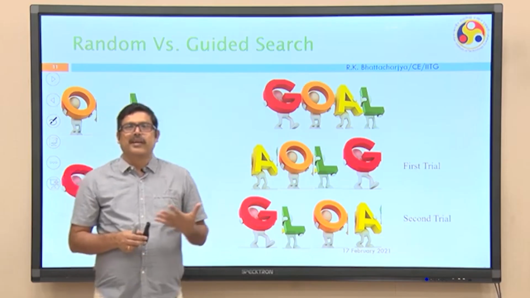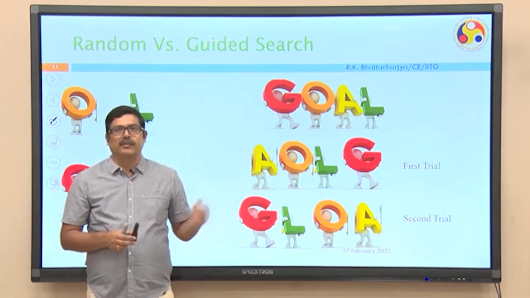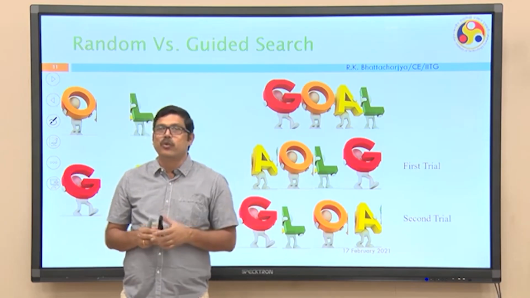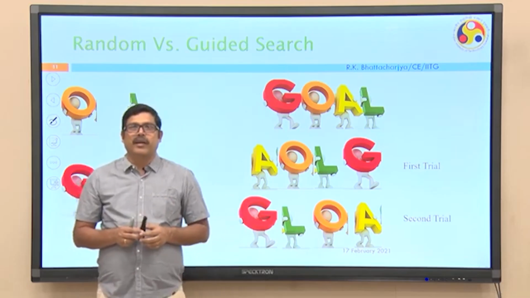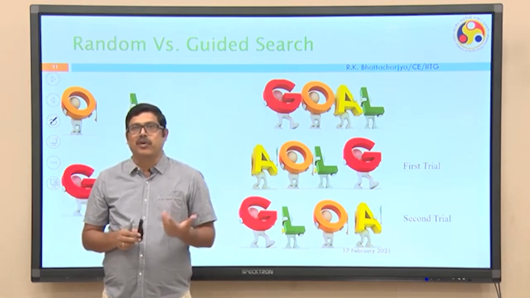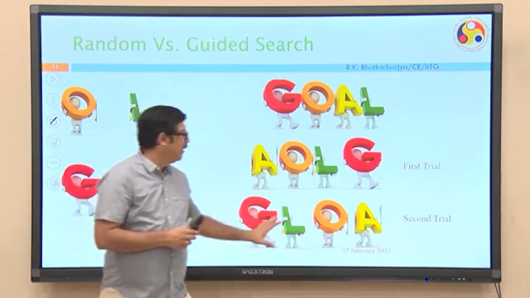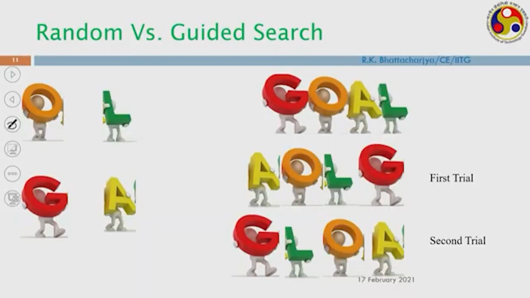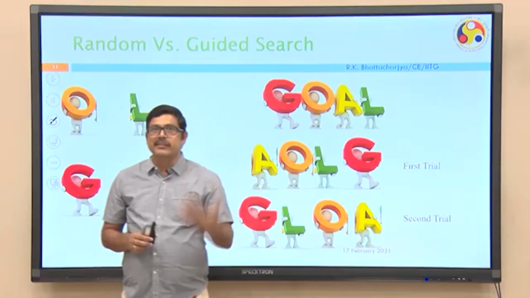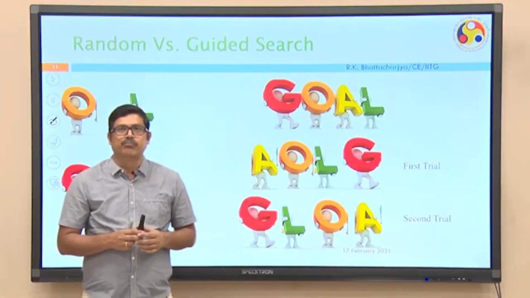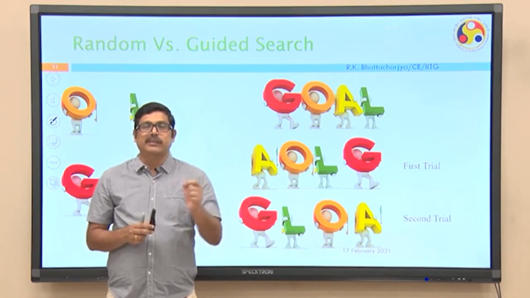Now, second, I am giving you some more information. Apart from yes or no, I will also tell you whether you are partially correct or not. Suppose I say that in the second trial the first letter is correct. You should get GOAL, but you got the first letter, that is, you got Z. So, this is the additional information I am giving you. That means the first letter is correct.